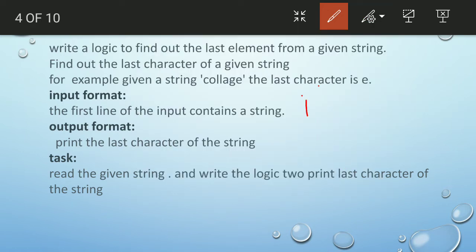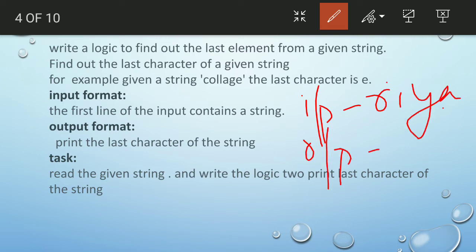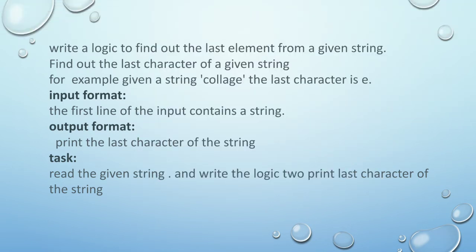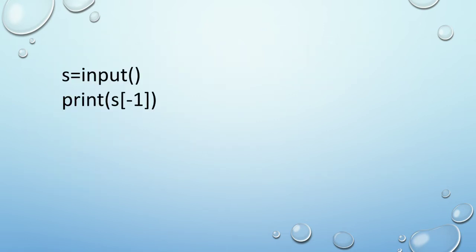Consider another example, where the input is Ria. What will be our output? The last character of Ria is A, so our output is A. So simply we don't need to do anything in this one. Why did I take this question? Because I want to tell you the concept of indexing in Python.